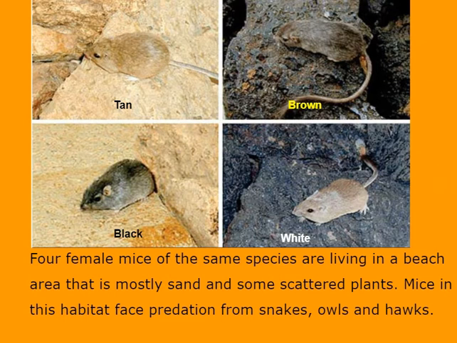Okay, so I've got a scenario now for you guys, and it says 4 female mice of the same species are living in a beach area that is mostly sand and some scattered plants. Mice in this habitat face predation from snakes, owls, and hawks. So you have a tan mouse, a brown mouse, a black mouse, and a white mouse, kind of a blondish color, but they call it white in this scenario.